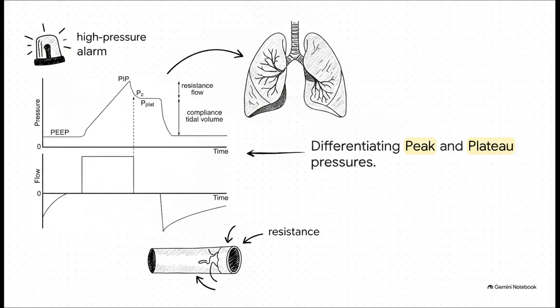The peak pressure, or PIP, is totally flow-dependent. It represents resistance in the airways. We're talking the physical plastic tubes and the patient's bronchi. But the plateau pressure, or P-plat, which only reveals itself during that hold, represents the actual compliance, or the stiffness, of the delicate lung tissue itself.